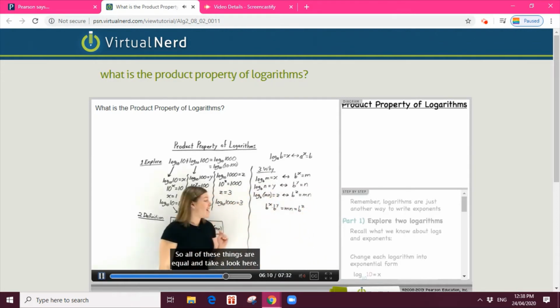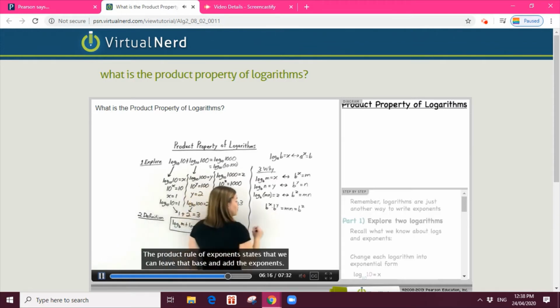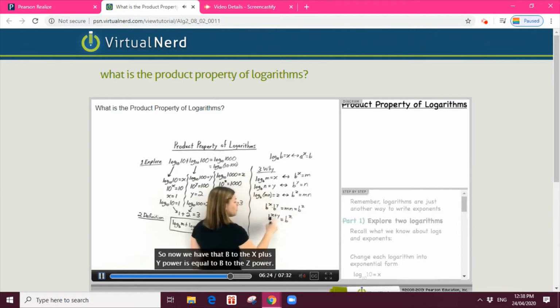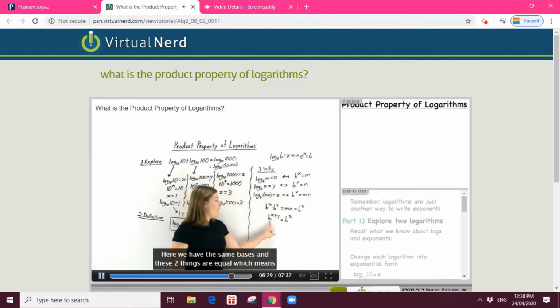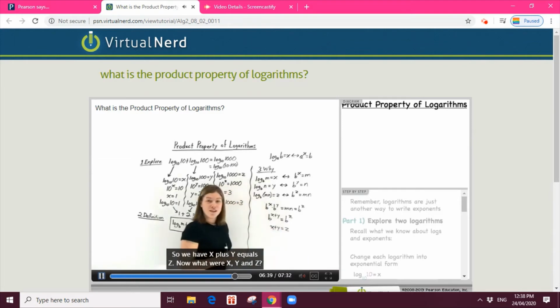And take a look here. We're multiplying together two things with like bases. The product rule of exponents states that we can leave that base and add the exponents. So now we have that b to the x plus y power is equal to b to the z power. Here we have the same bases, and these two things are equal, which means that their exponents need to be equal as well. So we have x plus y equals z.